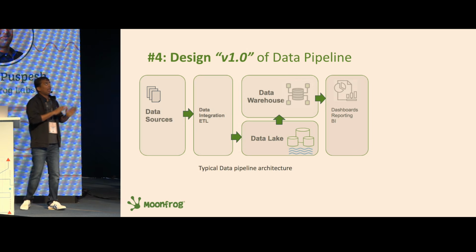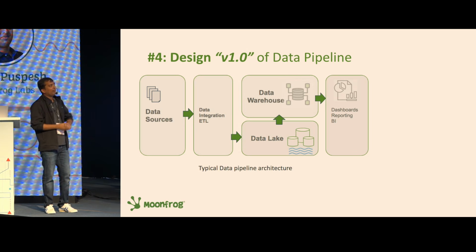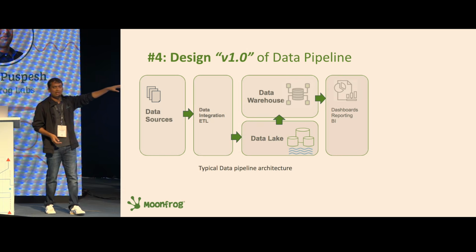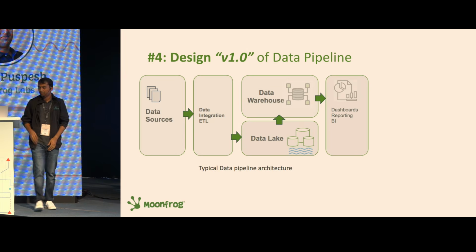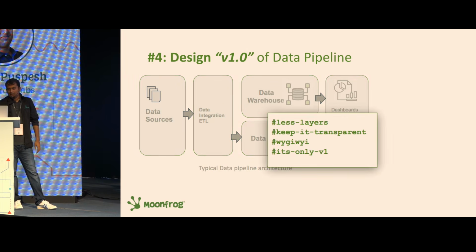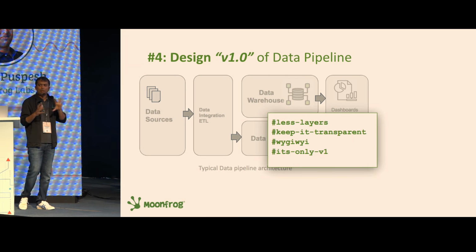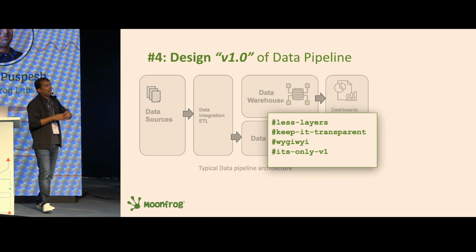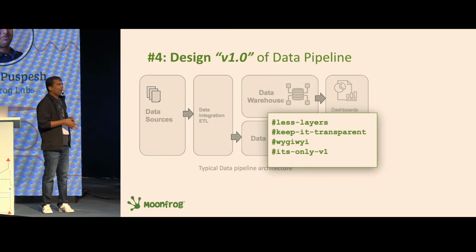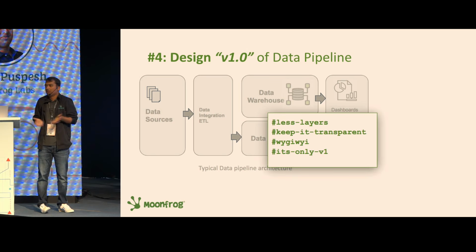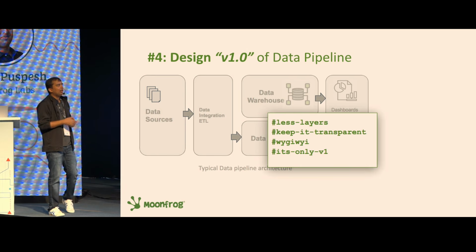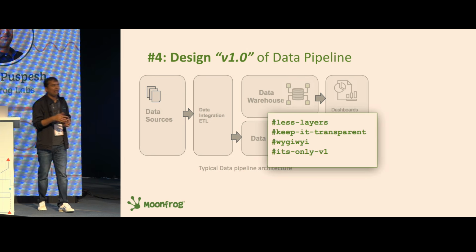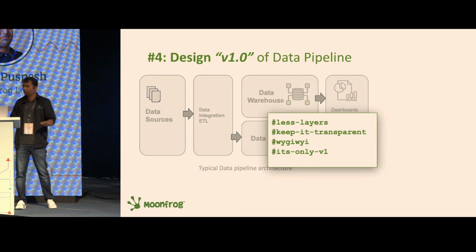Now you come to the design V1 of the data pipeline. Now this is a very typical data pipeline architecture: data sources, integration ETL, then to data lake, to warehouse, to all your reporting and BI. What we realized is we need to tweak a little bit. And the principles that we have followed is fewer layers, because you don't have unlimited time in the beginning. Keep it transparent. What you get is what you insert, and it's only V1. So we'll change it, and that's completely all right.